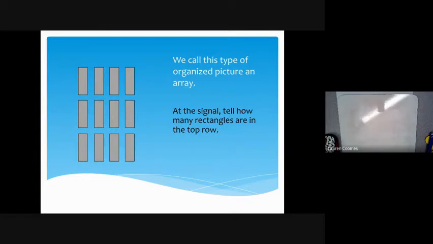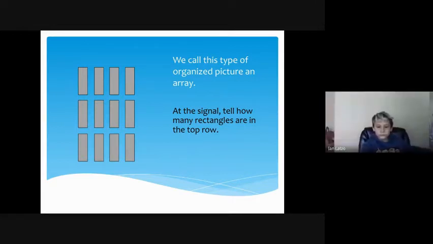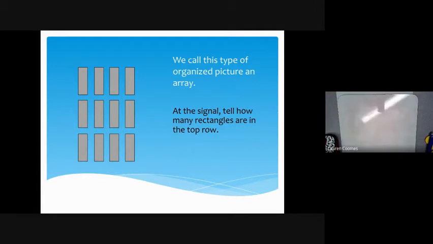Okay, show me how many rectangles are in the top row. Show me on your fingers. How many are in the top row? Xavier got it. Good job, Ben. There are 4. Good job, Mary.